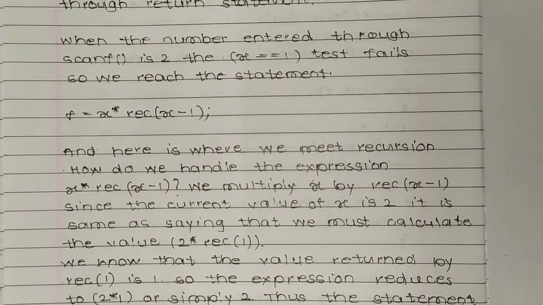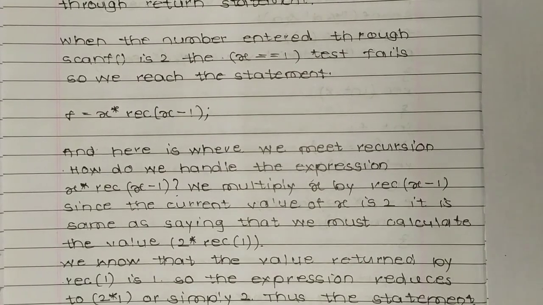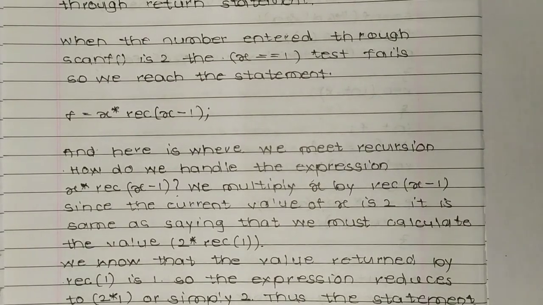When the number entered through scanf is 2, x is not equal to 1, so the test fails, so we reach the statement f is equal to x star rec(x minus 1), and here is where we meet recursion. So this is a recursive statement, and here we met recursion.